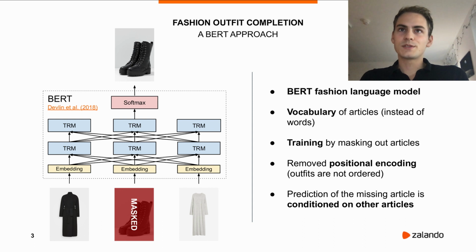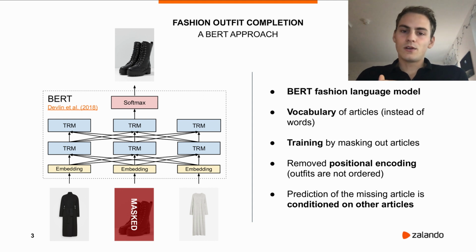A way to model this problem is to use a language model. You can see the visualization shows a BERT model in which the outfit is being fed at the bottom, and one of the articles is masked out, the shoes, in that case the ones that are out of stock. And the model's task is to predict a distribution over all articles and make a prediction for which article is fitting as a replacement in that outfit.